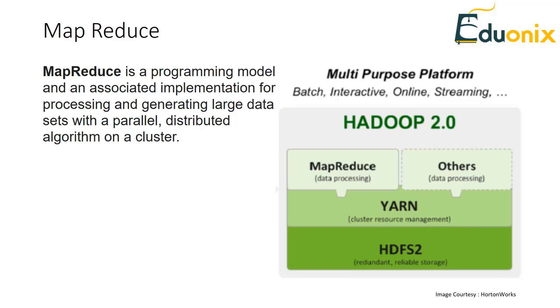As per definition, MapReduce is a programming model and an associated implementation for processing and generating large datasets with a parallel distributed algorithm on a cluster. Yarn is the prerequisite for enterprise Hadoop, providing resource management and a central platform to deliver consistent operations, security, and data governance tools across Hadoop clusters.